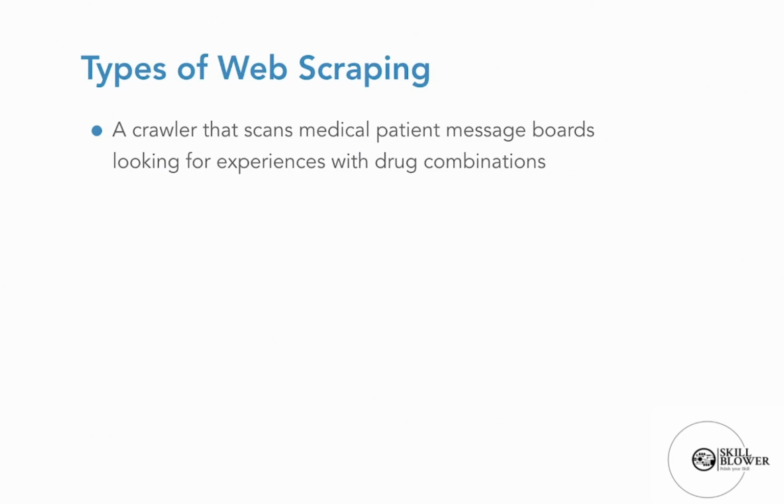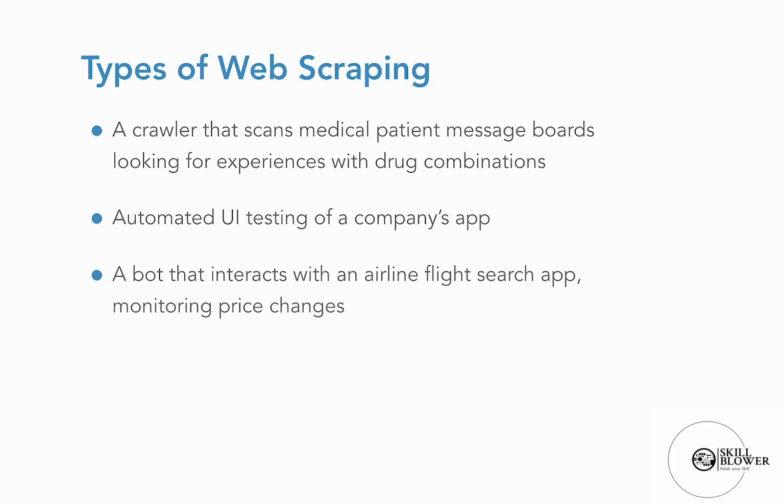Some uses of web scraping might be a crawler that scans medical patient boards looking for experiences with drug combinations, so lots of big data collection, natural language processing, classification. You could have automated UI testing of a company's web app. Here, obviously you have permission of the people who own the app, but the app's code wasn't designed to be interacted with by a bot. So you're not scraping the data and parsing it in a traditional sense, but you're putting the data into a database. You are logging test failures and successes, and that's a type of data.